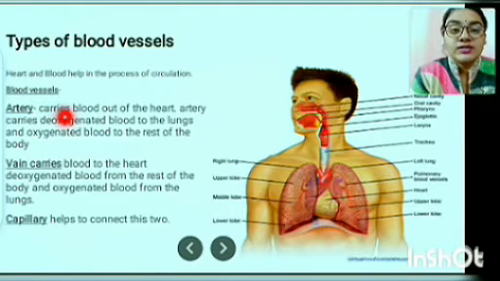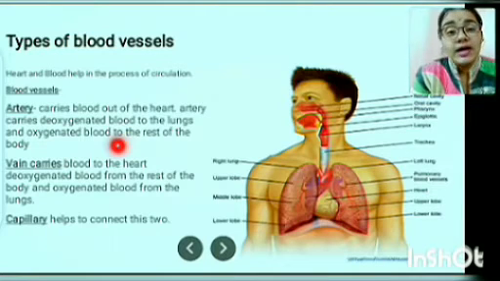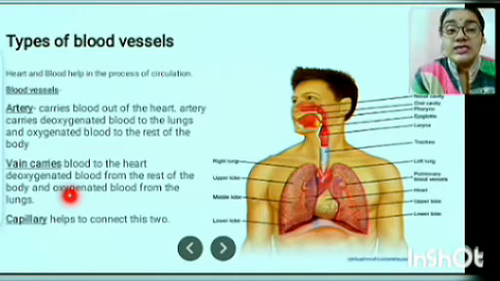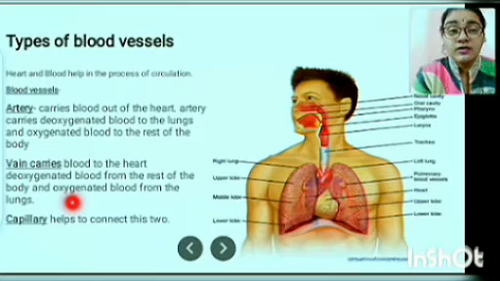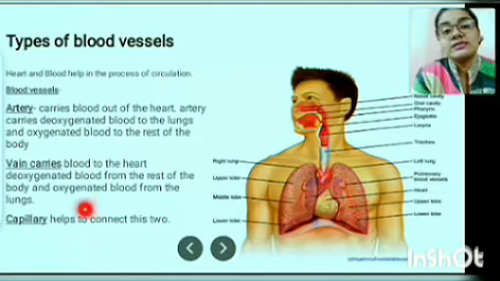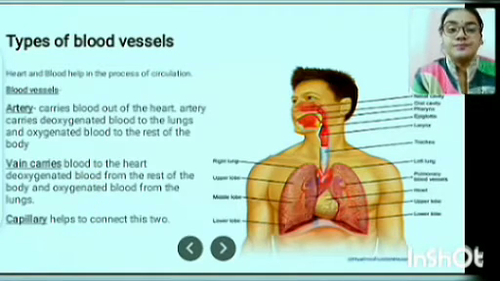What is the function of an artery? An artery mainly carries blood out from the heart. The pulmonary artery carries deoxygenated blood to the lung, and arteries help to supply oxygenated blood to the rest of the body. Another important blood vessel is the vein. The function of the vein is to carry blood to the heart, which is deoxygenated blood from the rest of the body, and oxygenated blood from the lungs. And capillaries connect the arteries and veins.